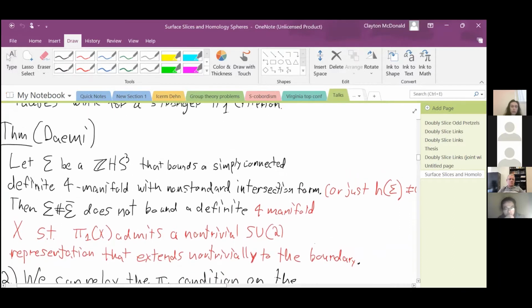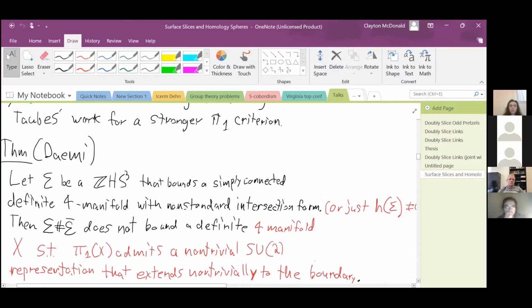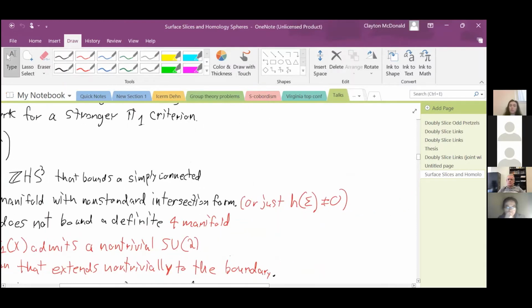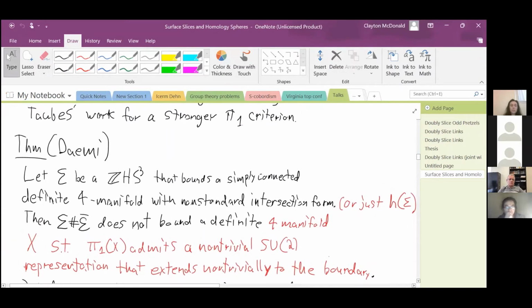Okay, so let's read this. So what does it say? It says, let sigma be, again, an integer homology sphere that bounds a simply connected definite form manifold with non-standard intersection form. He actually notes that you can just use something that has Froyshov h invariant non-zero. But again, we're just going to be using the Poincare sphere in this case, so that's not super important. Then if sigma connects some sigma bar, it does not bound, instead of a simply connected definite form manifold, a definite form manifold such that pi1 admits a non-trivial SU2 representation that extends non-trivially to the boundary. And this SU2 representation is going to be important for the case analysis we'll do at the end. Though on the surface, it wouldn't be immediately obvious how to use that. It's clearly a strictly stronger condition, but, I don't know, SU2 representations.